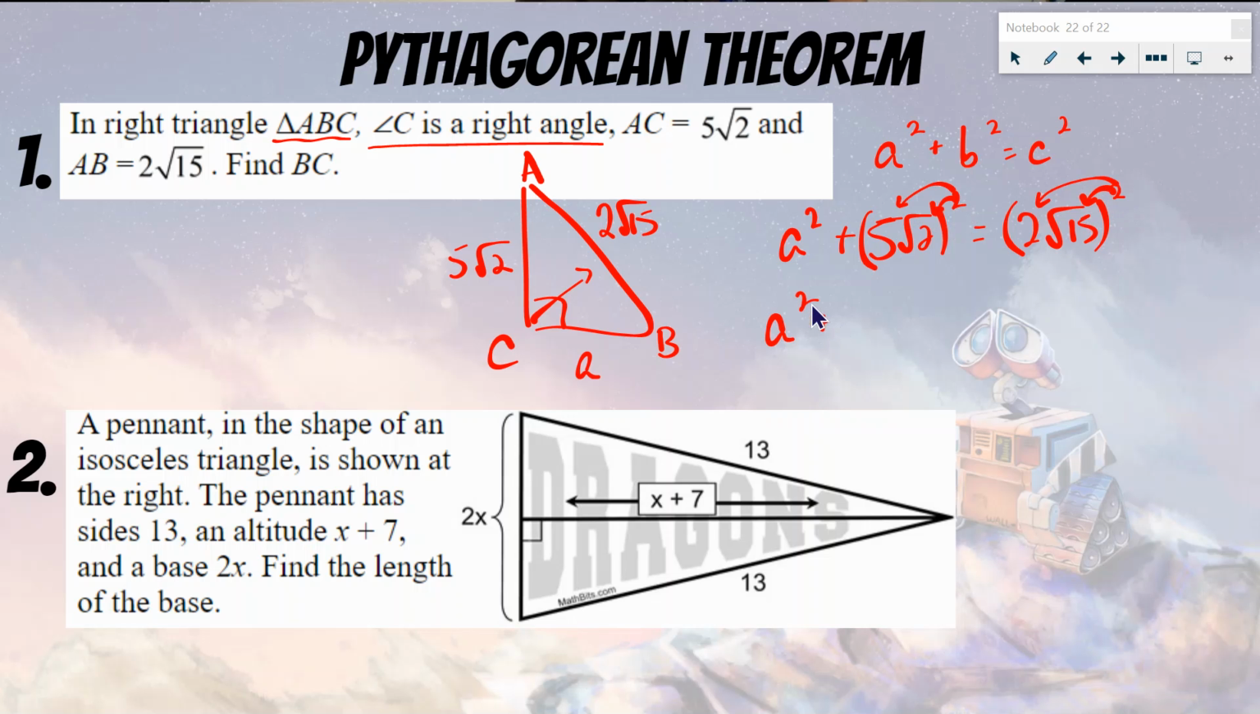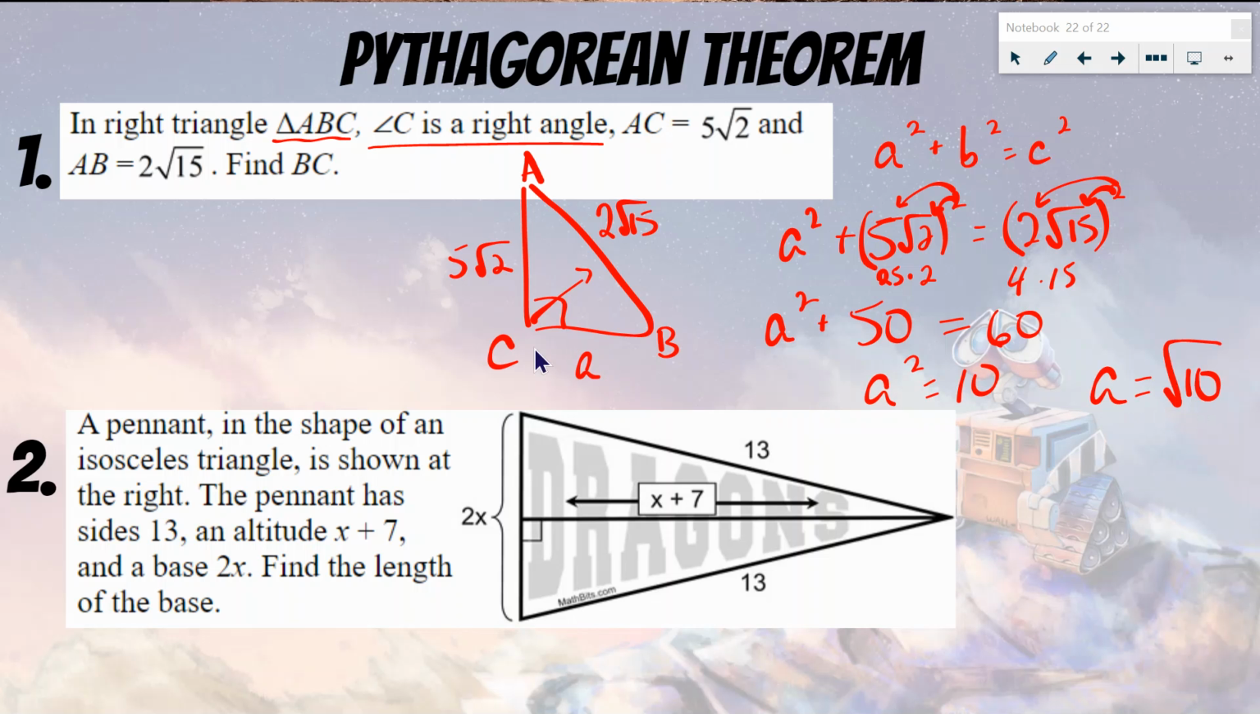So A squared plus, this would turn into 25. This would turn into just 2. So that's 50. That is 5 times 5, 25. This is the square root of 2 times the square root of 2, which is just 2. That's where I'm getting that 50 from. Same kind of thing here. This would be 4 times 15, or 60. So I'm going to subtract 50 from both sides. Get that A squared is 10. So A, or this length, BC, is the square root of 10.